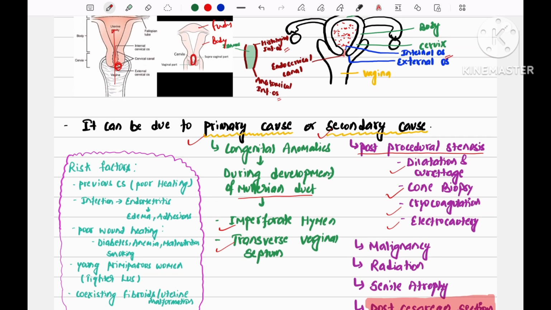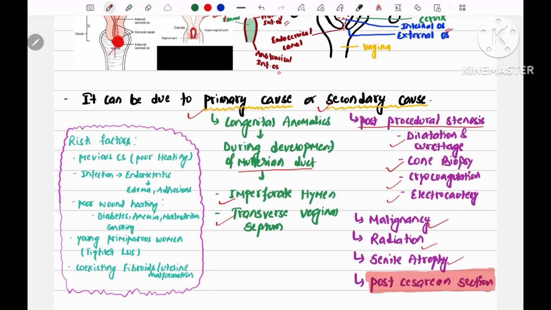The second one is malignancy. If there is any malignancy, like carcinoma cervix, then it can also lead to obstruction. So malignancy is one of the causes, and radiation can also cause overgrowth of tissue. And in old age, senile atrophy is also a cause of hematometra. And the most important, which is very rare, with less than 0.5% incidence, but important, is known as post caesarean section hematometra.